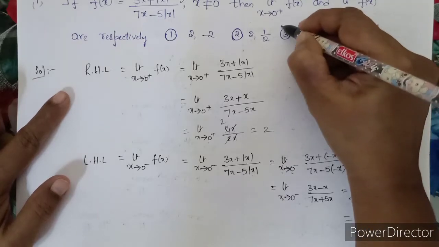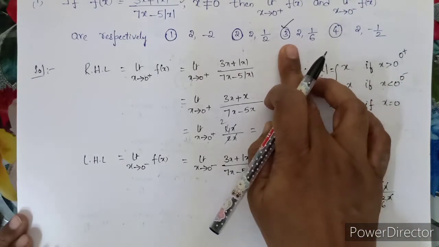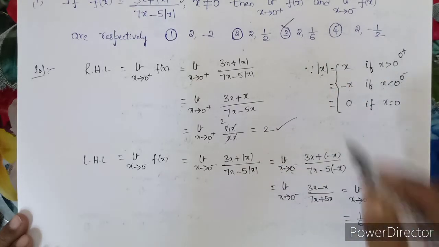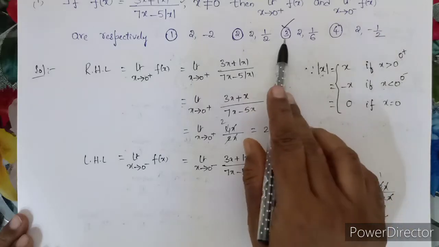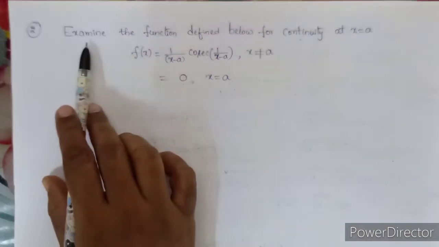Therefore the option 3 is the correct answer. So right-handed limit is 2, left-handed limit is 1 by 6. So therefore for this question the answer is the third option. Now we'll see the second question.